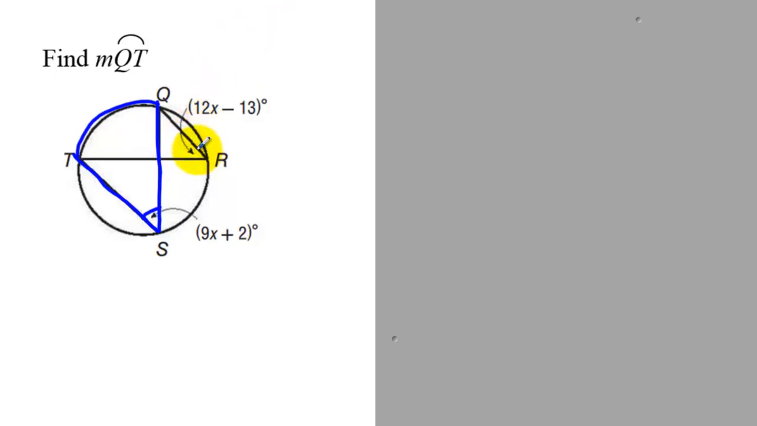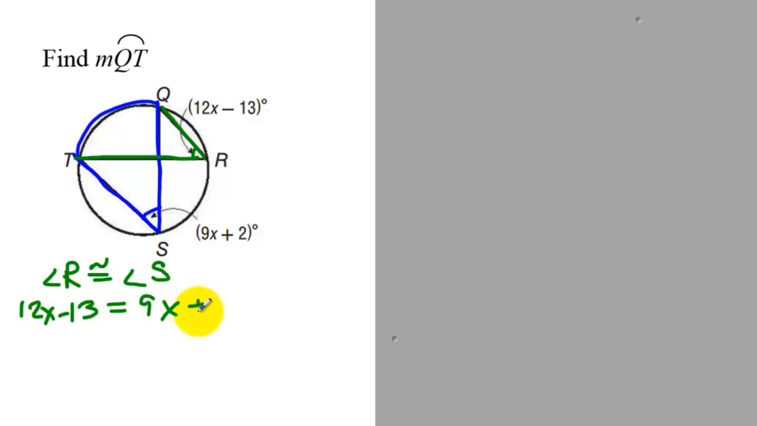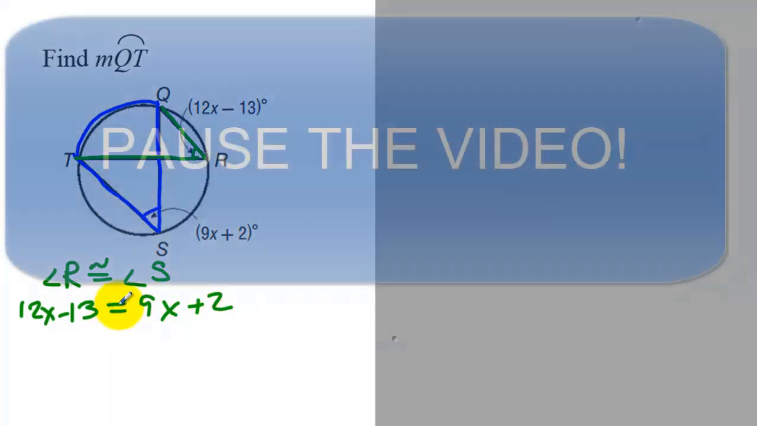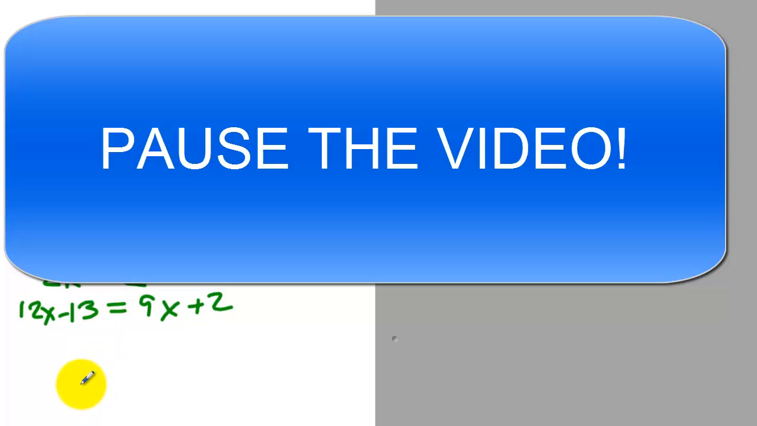But also given to us is this angle here, and the sides of that angle also come out at Q and T. So this is our first corollary. Angle R and angle S must be congruent. They both intercept the same arc. So let's just set them equal to each other. Our 12x minus 13, set equal to 9x plus 2. And you can do the math from here. Why don't you pause the video and take care of the rest of this?